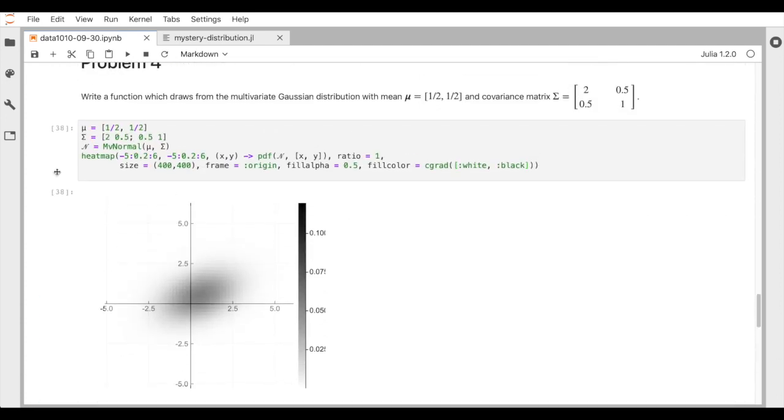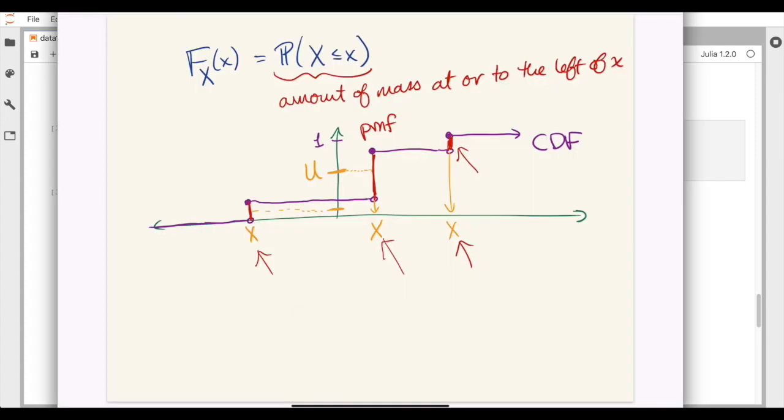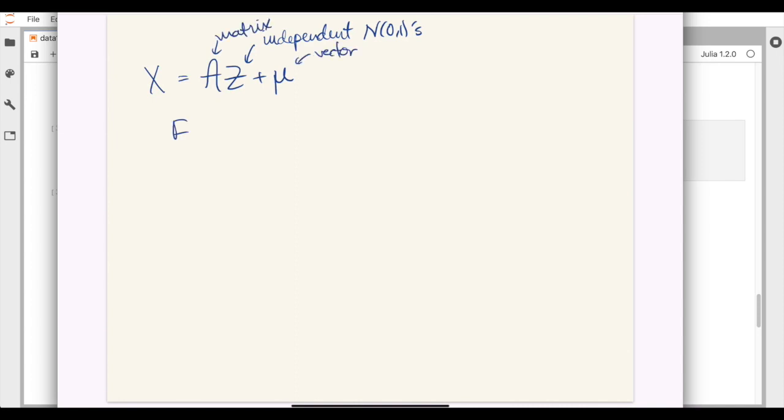So the question is how we can generate a random sample from this distribution, and the key idea is to look at the covariance of a multivariate Gaussian. So remember that we defined a multivariate Gaussian to be a random variable of the form AZ plus mu, where Z is a vector of independent standard normals, and A is a matrix, and mu is a vector. And of course, the mean of X is going to be A times the mean of Z plus mu, and since Z is mean 0, this term goes away.